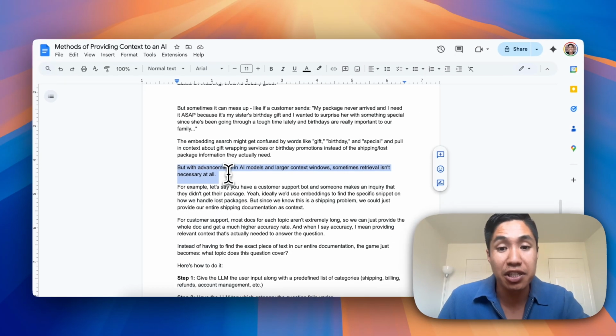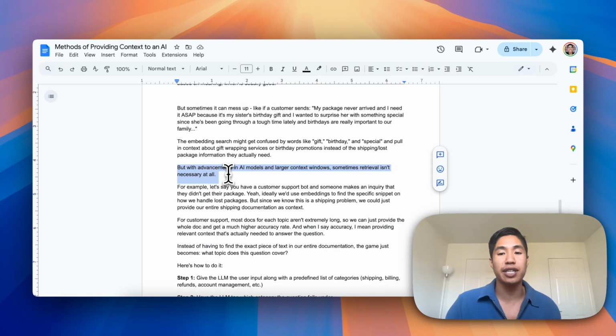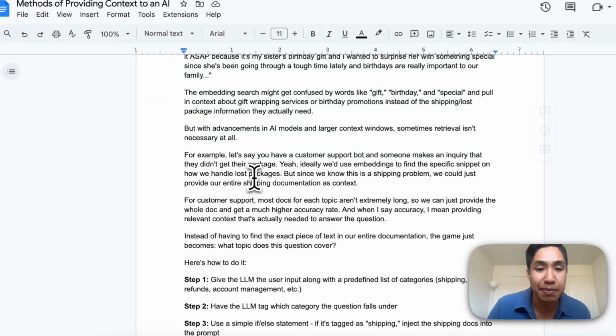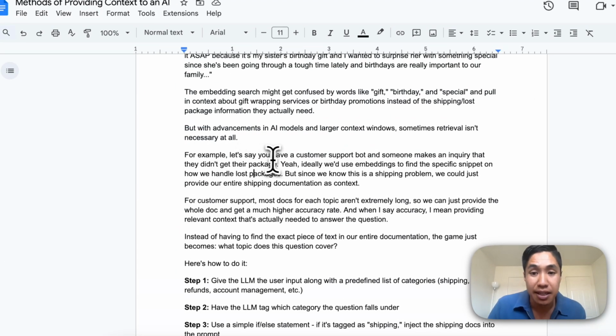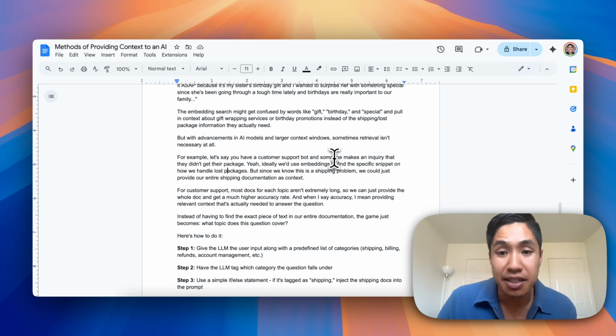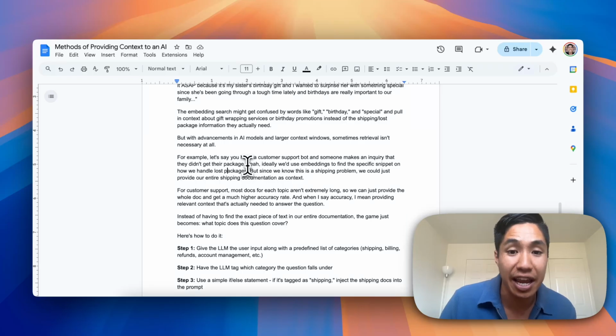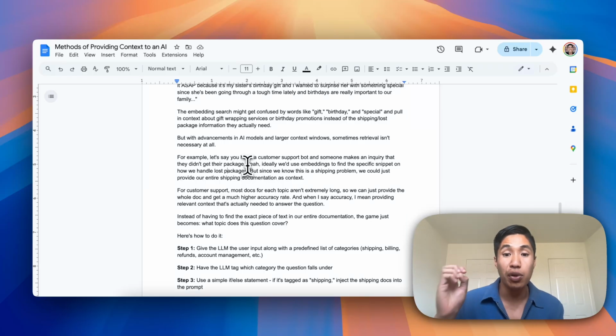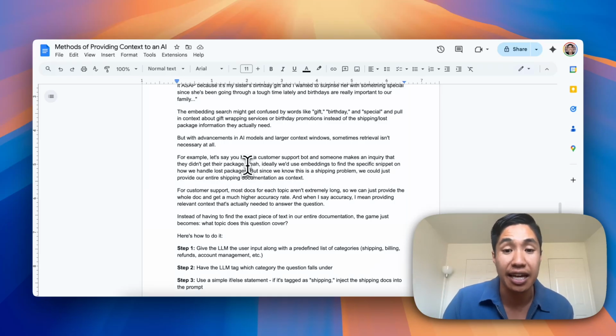So with the advancement of AI models and larger context windows, sometimes retrieval isn't really necessary at all. For example, let's go back to the customer support bot. Someone makes an inquiry that they didn't get their package. Ideally, we're using embeddings to find the specific snippet on how we handle lost packages. But since we know this is a shipping problem, we can just provide our entire shipping documentation as context.